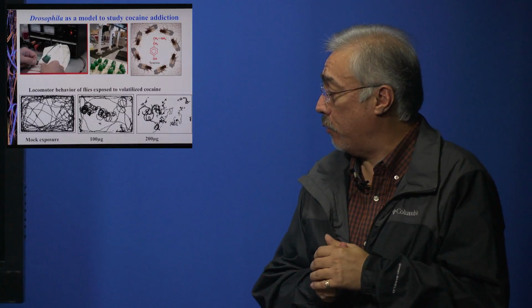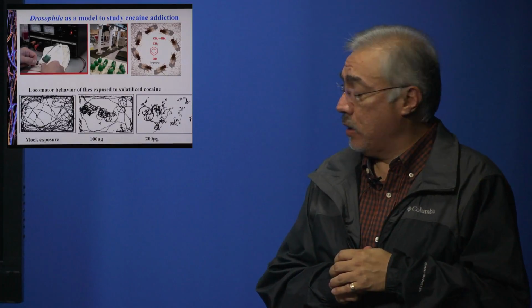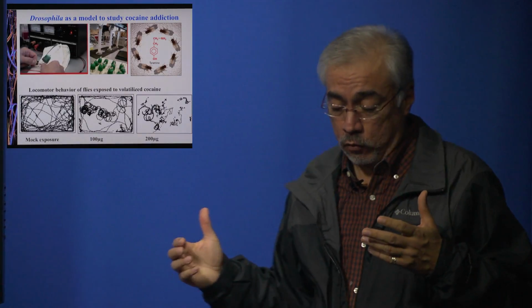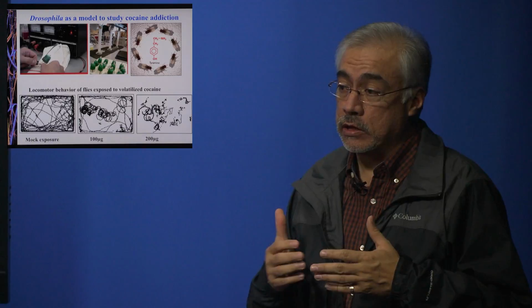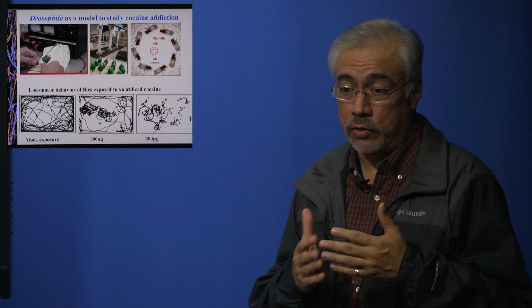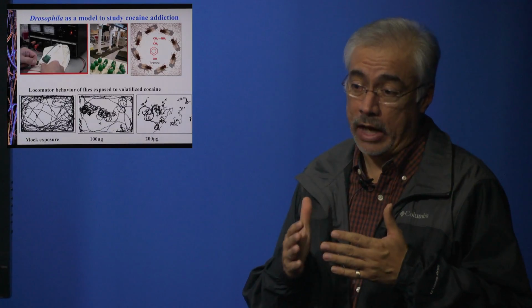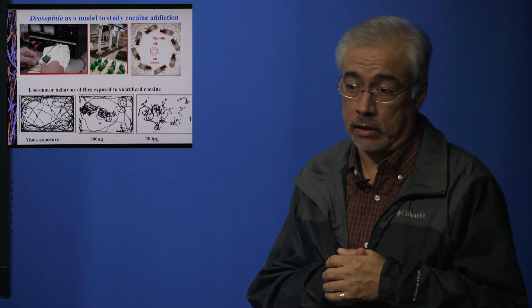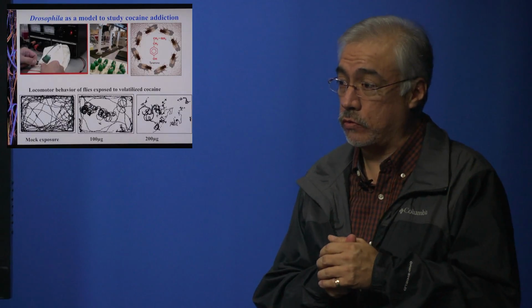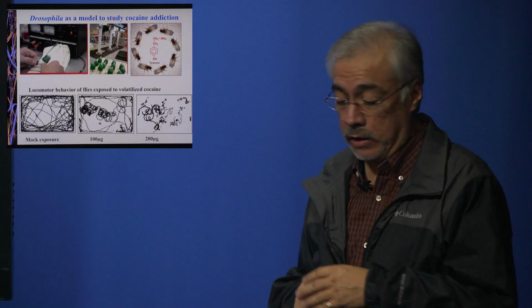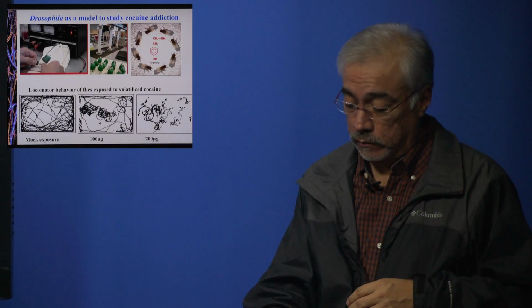They have weird behavior, and so what people working with this now have are models to see whether you can make mutations in the fly, and so you can block that addiction to the drugs, and this is a very important paradigm for people working on addiction.